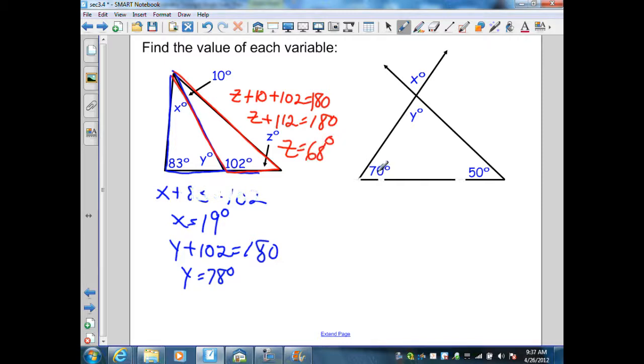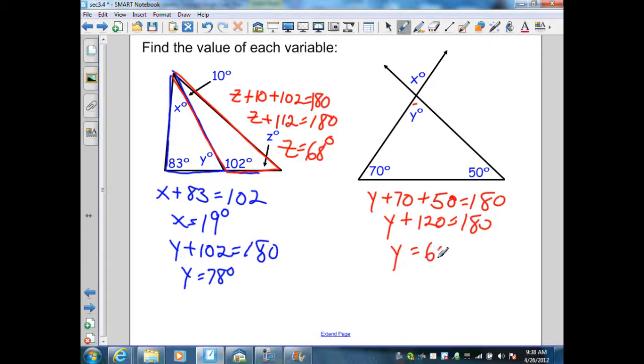On my next diagram, all I need to do is use the triangle sum theorem to find the value of y. And I know y and x are congruent because they are vertical angles. So y plus 70 plus 50 equals 180 degrees. Simplifying, y plus 120 equals 180 degrees. Subtract 120 on both sides, and y is equal to 60 degrees. Since these two are vertical angles, x is also 60 degrees.